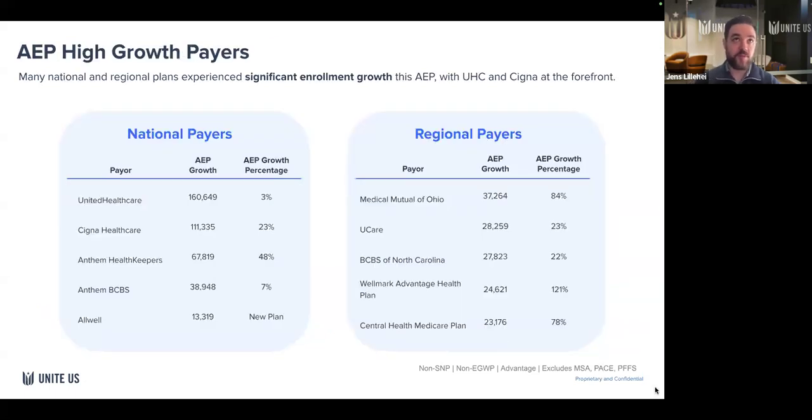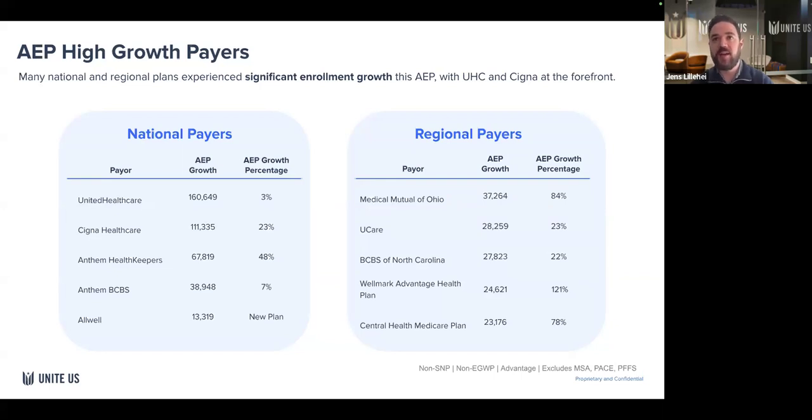One of the ways this is reflected is in the growth rates for both national players and regional players during AEP. On the national player side, in terms of overall gross enrollments, United Healthcare led the way, though this just was reflected in an overall 3% growth rate. If we're looking at the percentage growth, the Anthem Health Keepers plan had the largest percentage of growth.